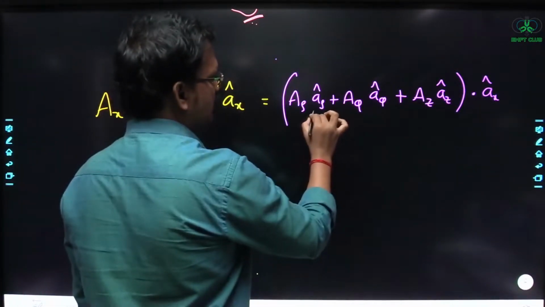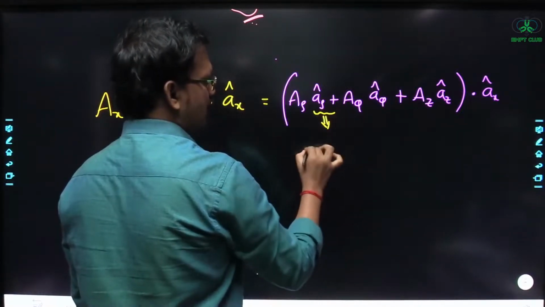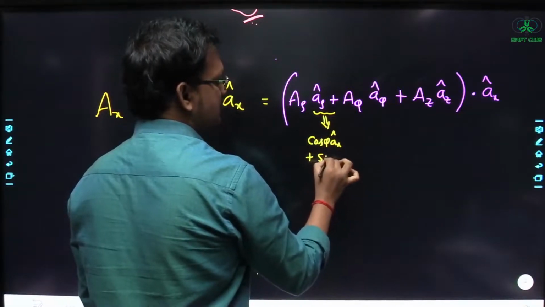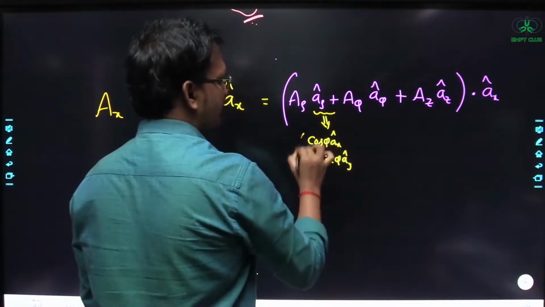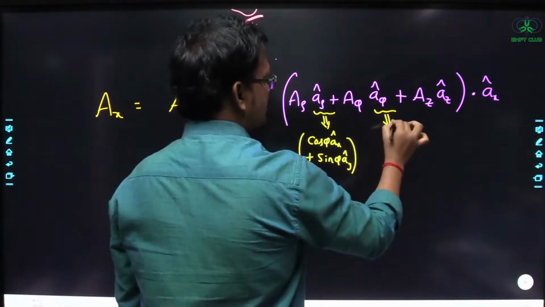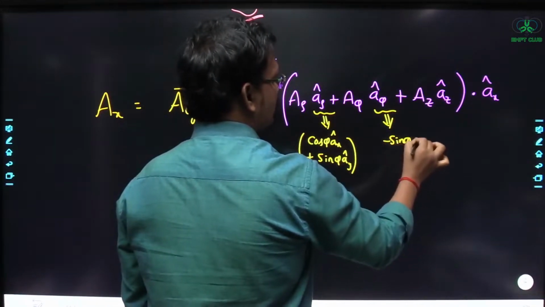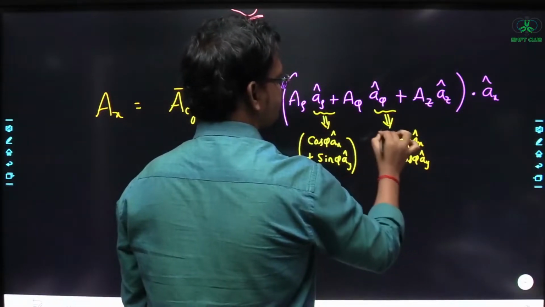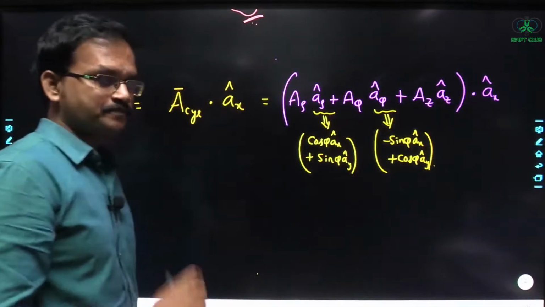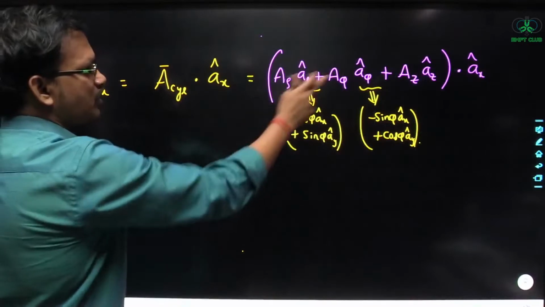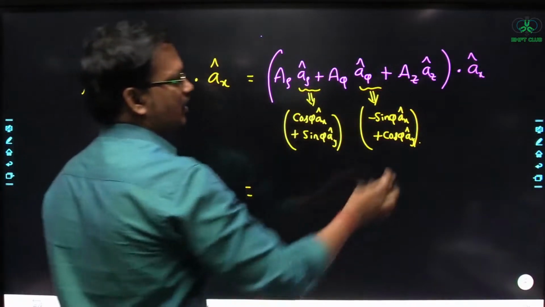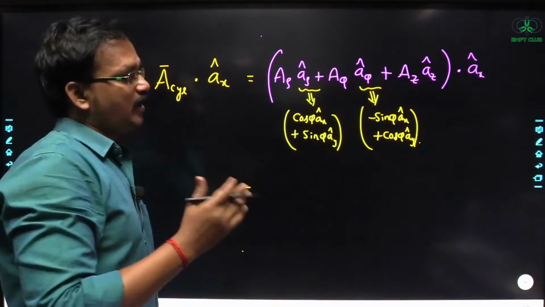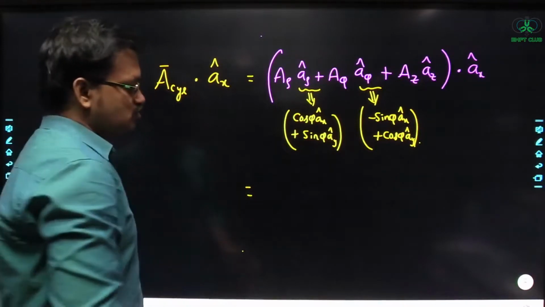Now here we know that this a rho cap is nothing but cos phi ax cap plus sin phi ay cap, right? And this a phi cap is nothing but minus sin phi ax cap plus cos phi ay cap, right? Okay. So now if you do the dot product with ax cap here, we know that ax cap dot ax cap will be 1, ax cap dot ay cap will become 0, ax cap dot az cap will also become 0.